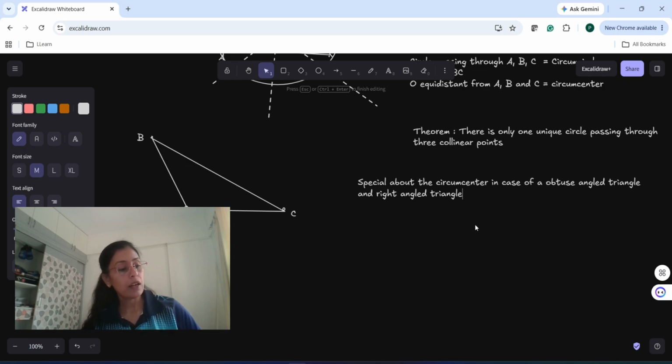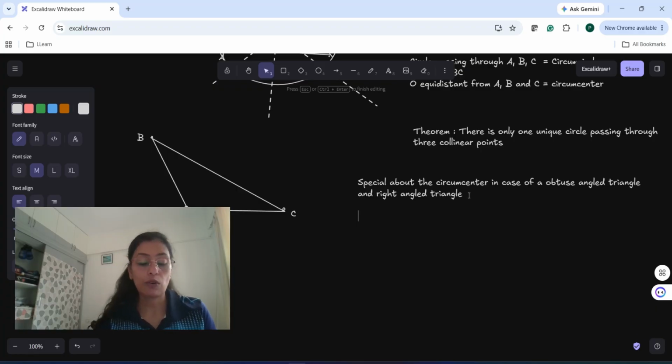And from there, we will discuss the first exercise of the chapter, which is exercise 5.1.